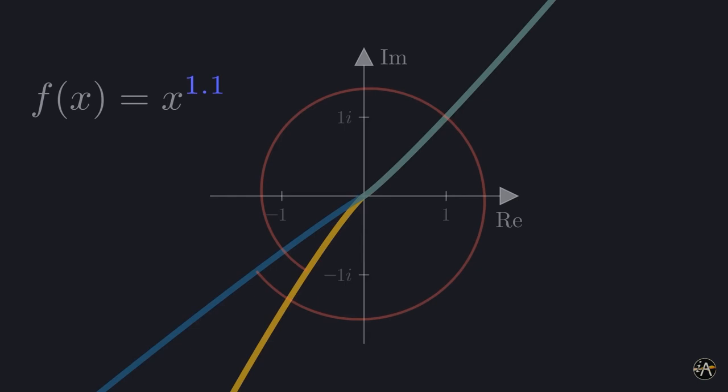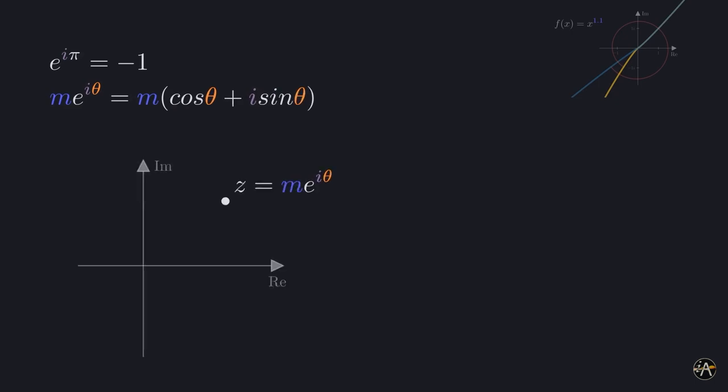How is this possible? I'm sure you've heard of the famous Euler's identity, the one that states that e to the i pi equals -1. This is actually a special case of representing a complex number in terms of magnitude and an angle. The full form would look like this. So a complex number z given by this expression would be m distance away from the origin at a theta angle in respect to the real axis, which means its real and imaginary parts could be obtained trigonometrically like this.